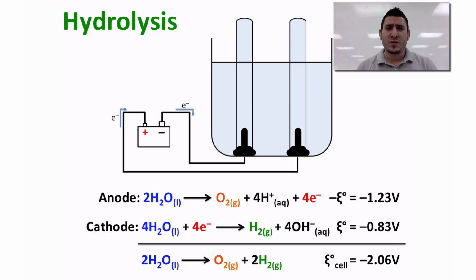As you can see from the two half equations, the cell potential of the redox reaction using water is going to be negative. When a potential greater than 2.06 volts is applied to water containing enough ions for a current to flow, an immediate evolution of bubbles of hydrogen and oxygen will be observed. Note that twice as much hydrogen is produced as oxygen.